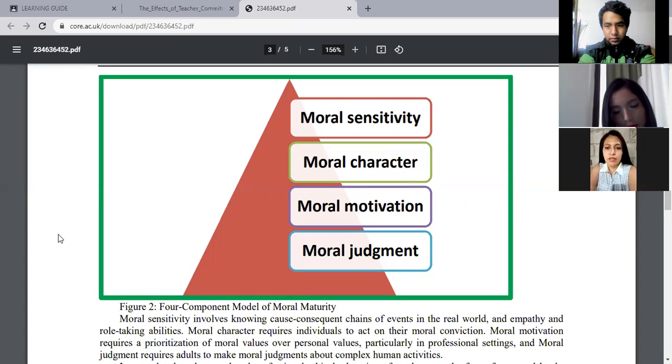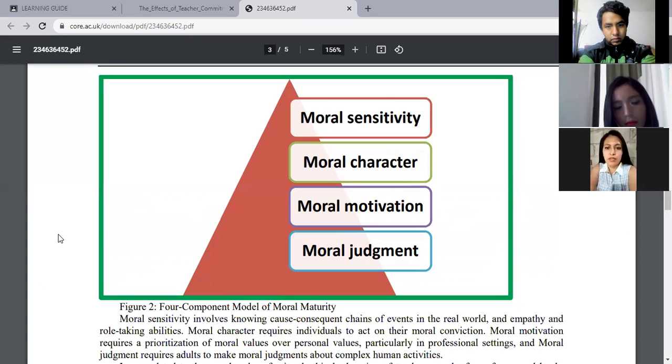To understand more about the components, there are some that stand out in importance for the professional development of the teacher. According to the paper, the first component is moral sensitivity, which provides knowledge of cause, consequence and change of events in the real world, as well as empathy and the ability to assume roles.